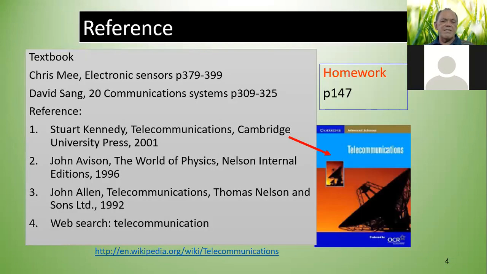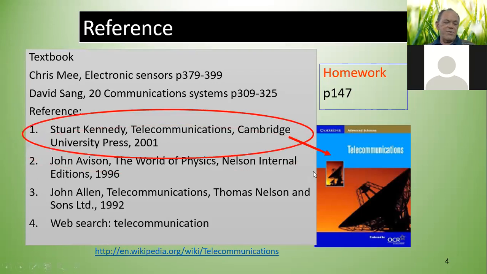Reference: these are the various references you can look up, but in particular, you'll find this one will be very helpful. It covers quite a large area.